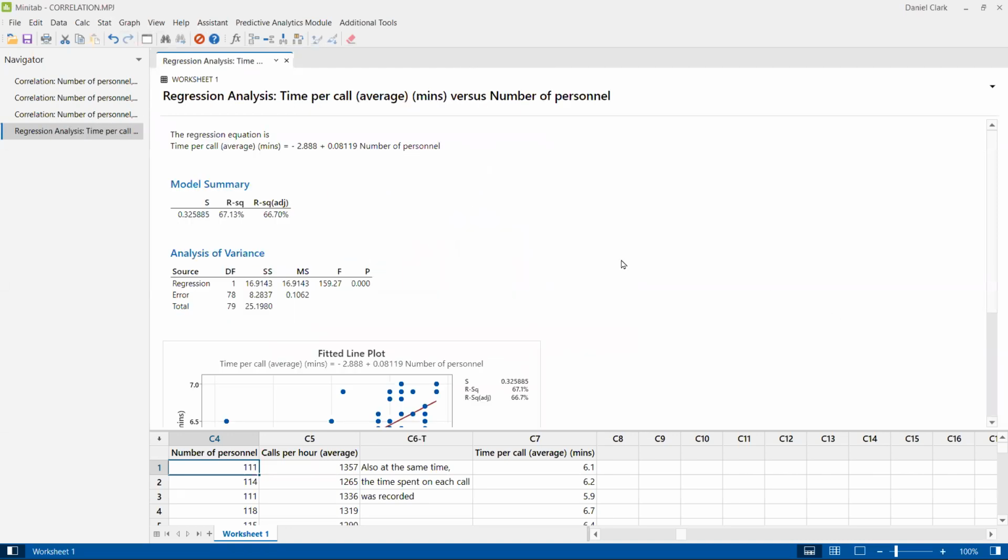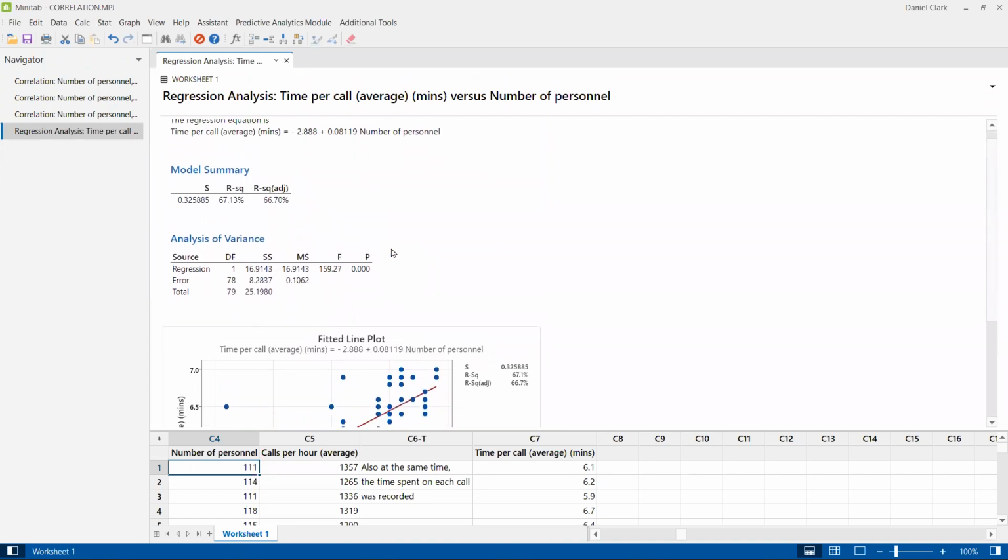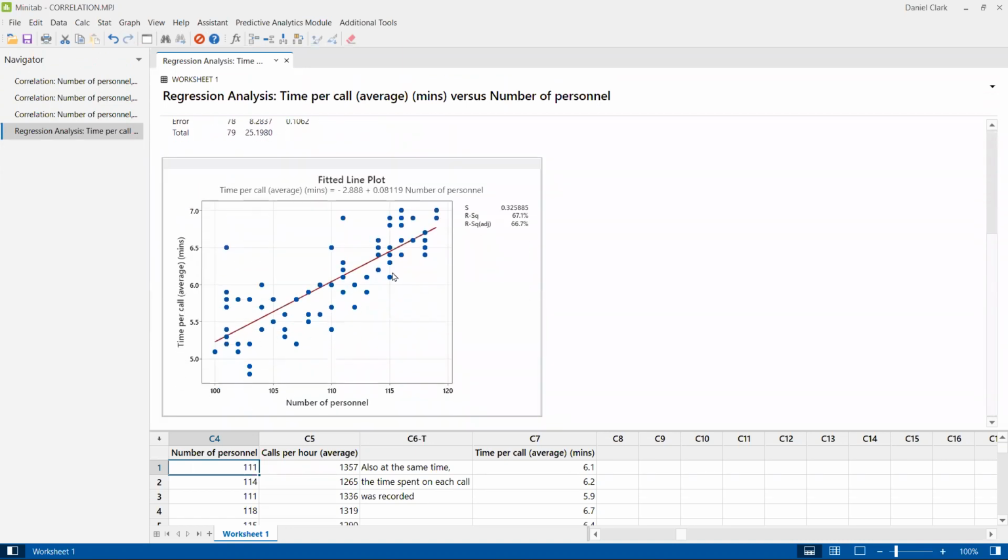Click on OK. You can see the output is a little bit different. Here's the fitted line. It's basically the same fitted line. As number of personnel goes up, the time per call goes up. So this scatter plot looks very similar, but by doing the fitted line, it actually puts the line on there. And what it does is it shows us the slope of that line.